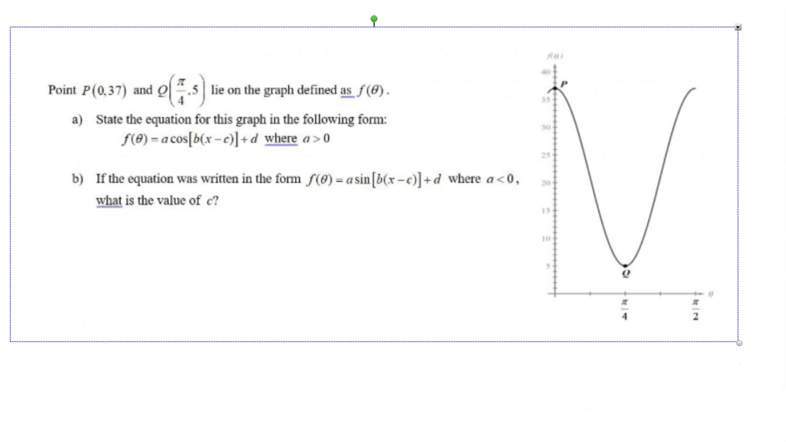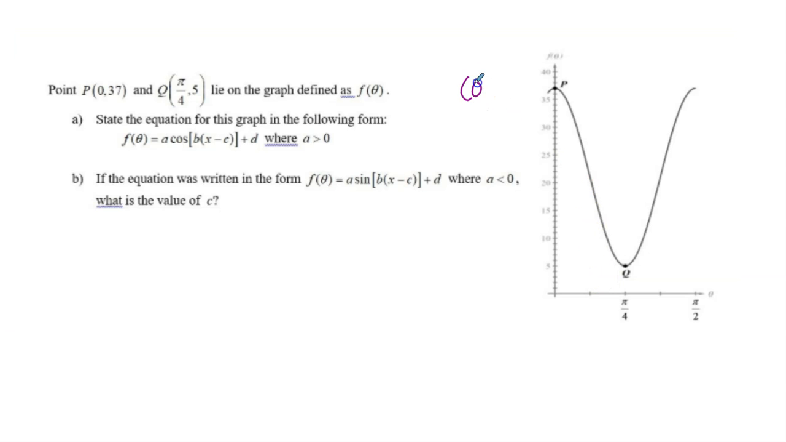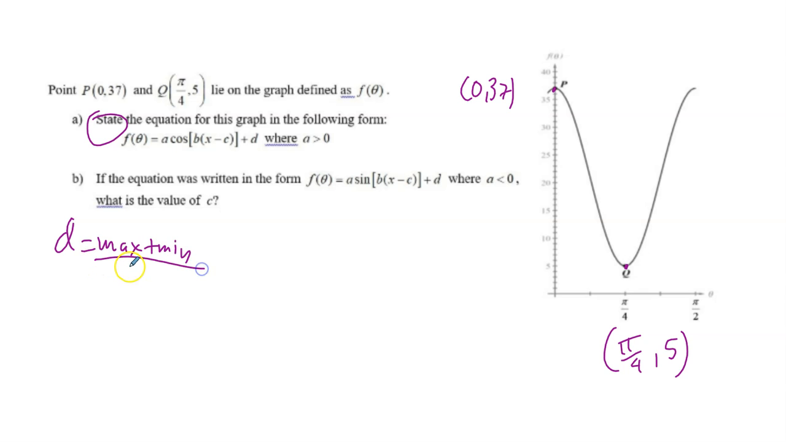All right, last but not least, the points (0, 37) and (pi over 4, 5) lie on the graph as defined of f of theta. Write the equation. I always like to start with D. I know it says state, but it doesn't hurt to work it out. D is the average of the two values, max plus min over 2.